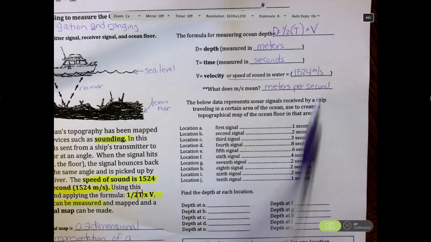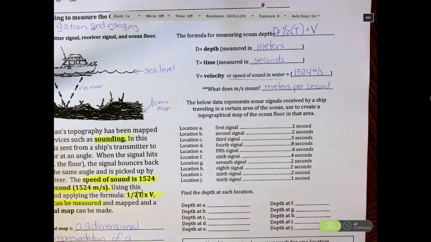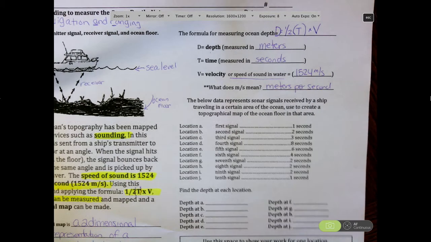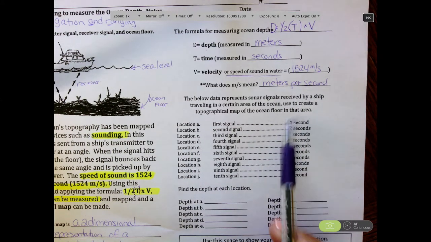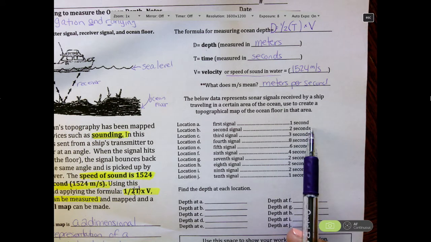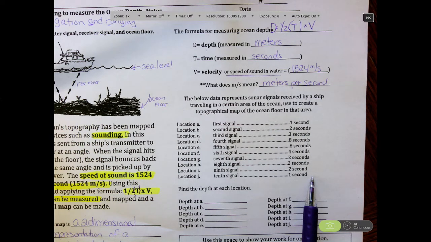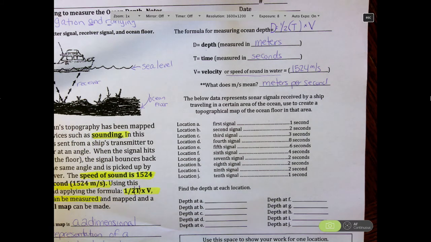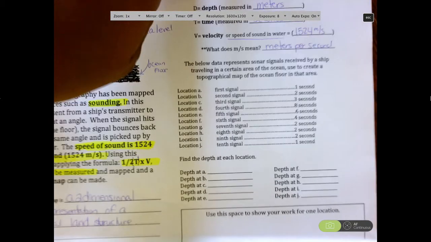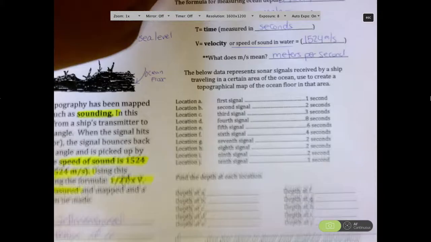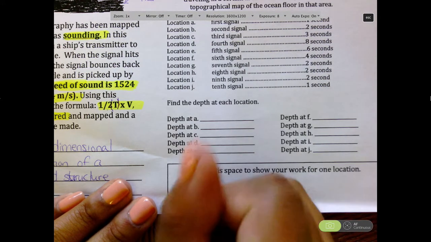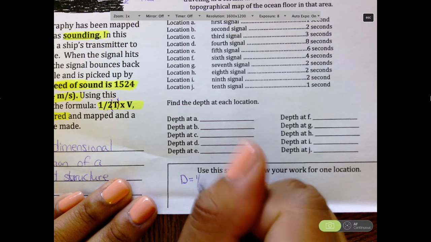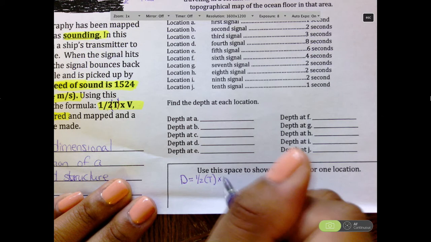So now we need to look here. Here we have data that represents sonar signals received by a ship traveling in a certain area of the ocean. We're going to use this information to create a topographical map of the ocean floor in that area. So at location A, the boat sent a transmitter signal, and it received the signal, and it took 1 second. At location B, it did the same thing, and it took 2 seconds, all the way down through location J. So we need to find the depth at each location. Down at the bottom of your paper, I've given you space to figure out the depth. Just do one problem. So let's do the first one for location A. Again, the formula is D equals 1/2 the time times velocity.